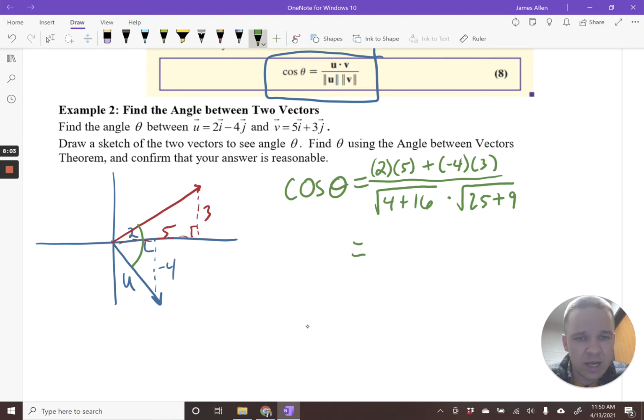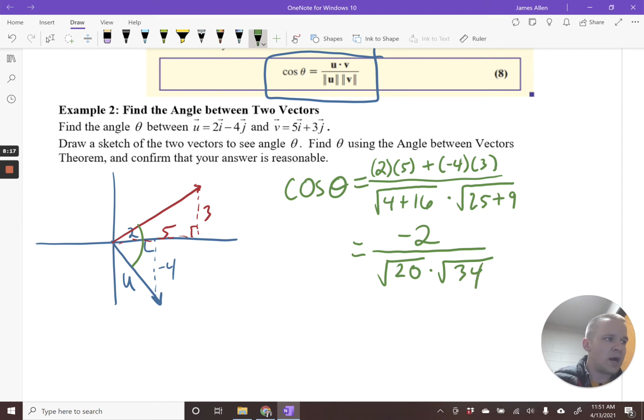Okay, so let's continue this. So I'd have 10 minus 12, which is negative 2. And then we'd have the square root of 20 and 34. I like that. So I could put those together in one square root, and then I'm going to start using the calculator. That would be 680.